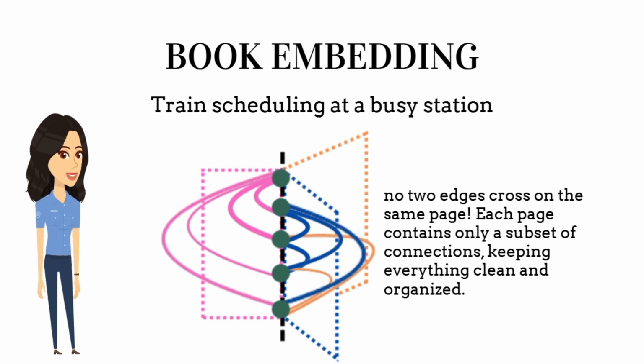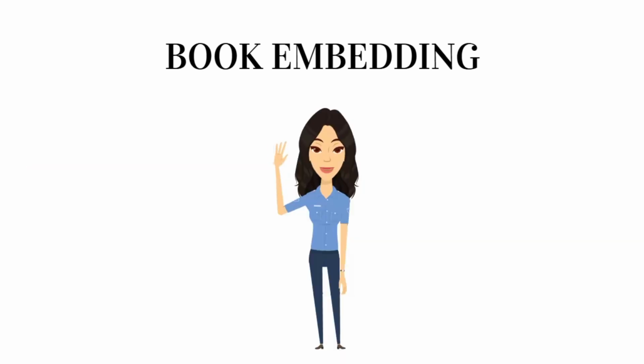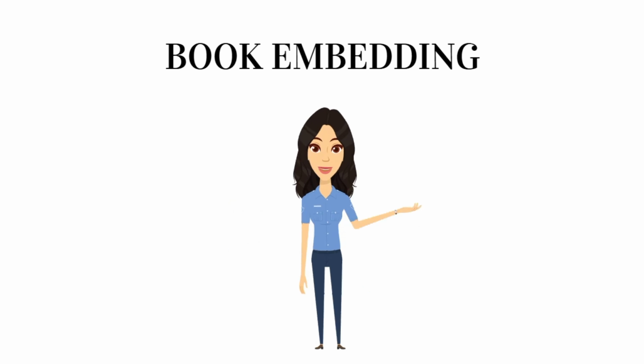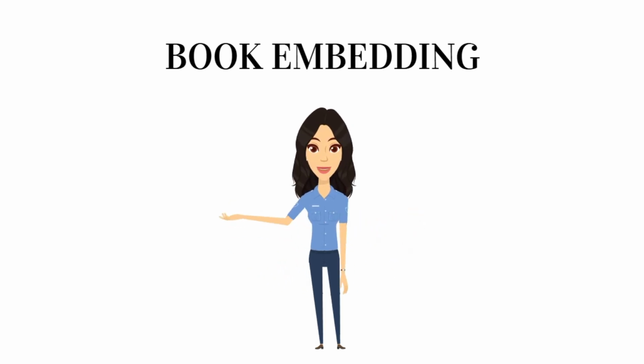By organizing stations along a spine and distributing train connections across multiple pages, we turn a chaotic system into a structured, efficient model. I hope this video gave you a fun and clear look into how graph book embedding works and why it actually matters, even beyond math theory.